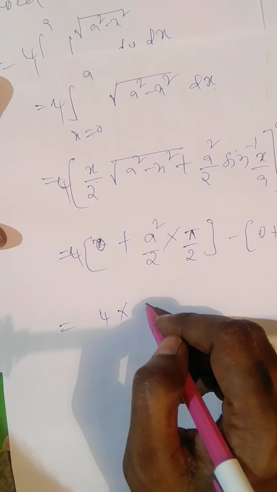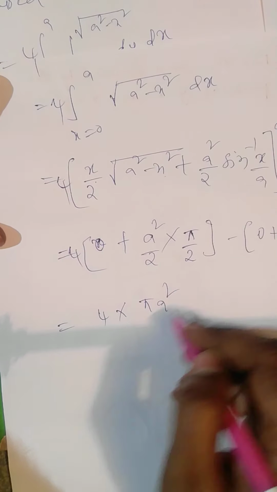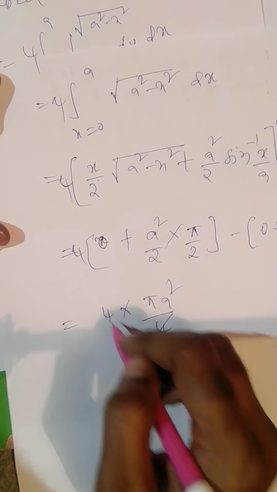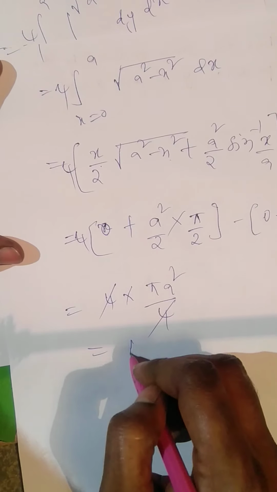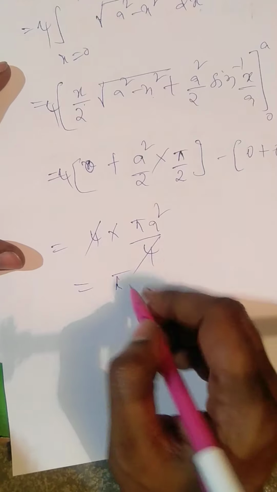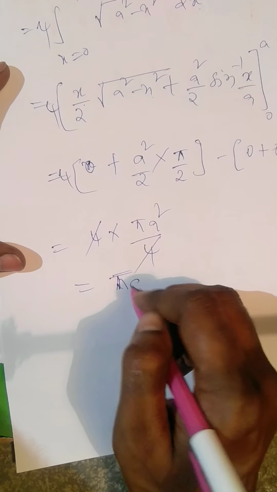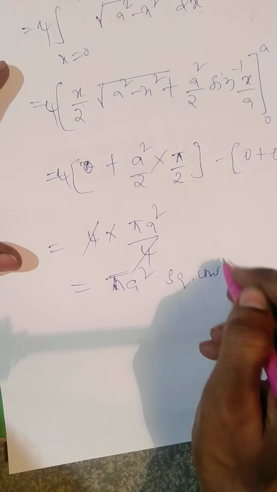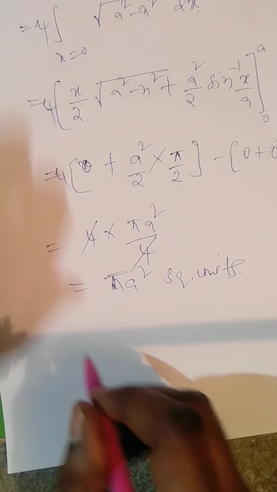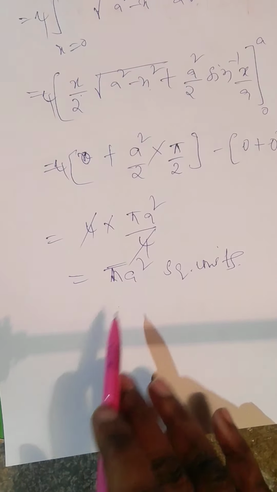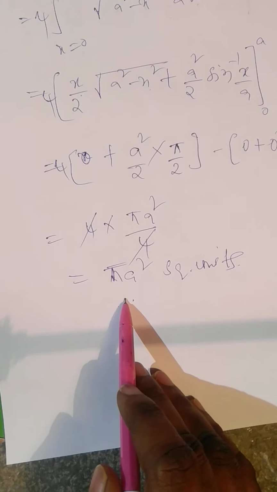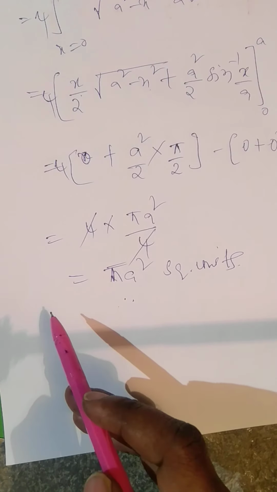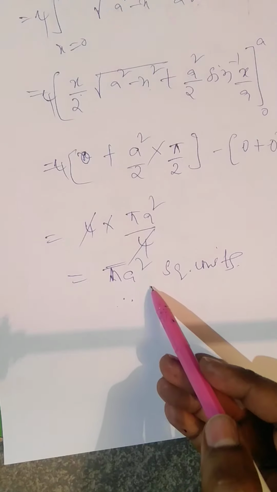Now 4 times of, what's the value you are getting? Pi a square by 4. 4 gets cancelled. What is the area you got? Pi a square square units, right? This we know already. What is the area of a circle? Pi r square, right? Here what is the radius? A units. So clearly by double integral we can find the area of a circle is pi a square.